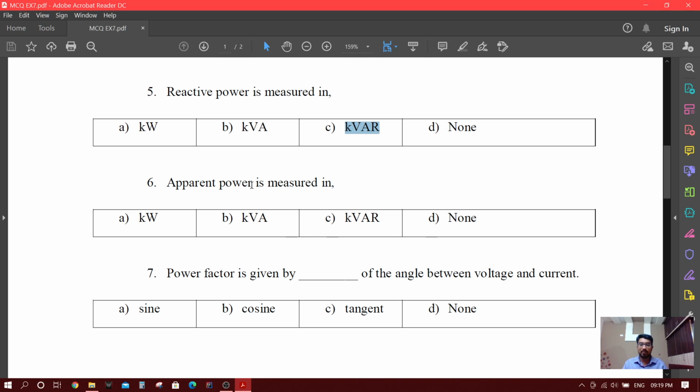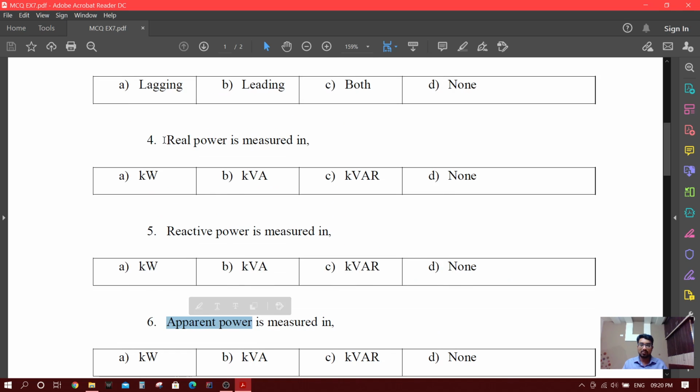Here the apparent power is the vector sum of real power and reactive power.